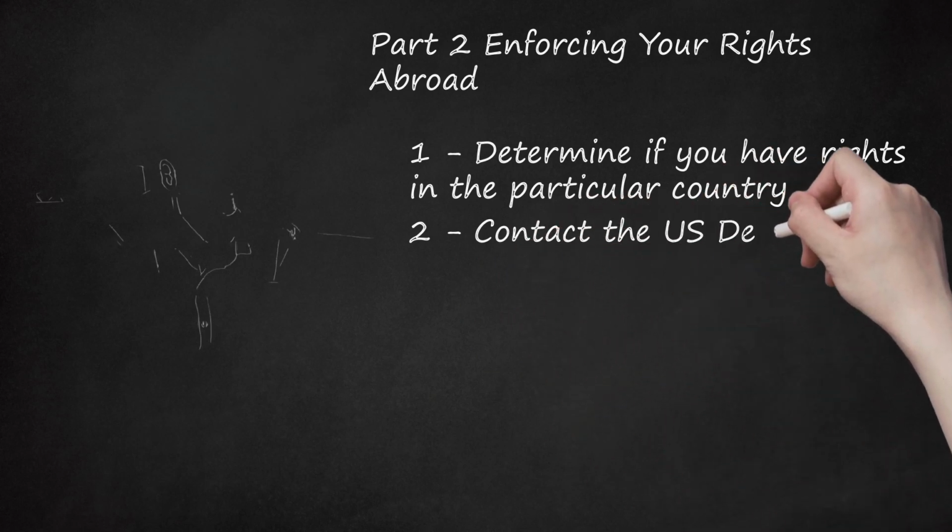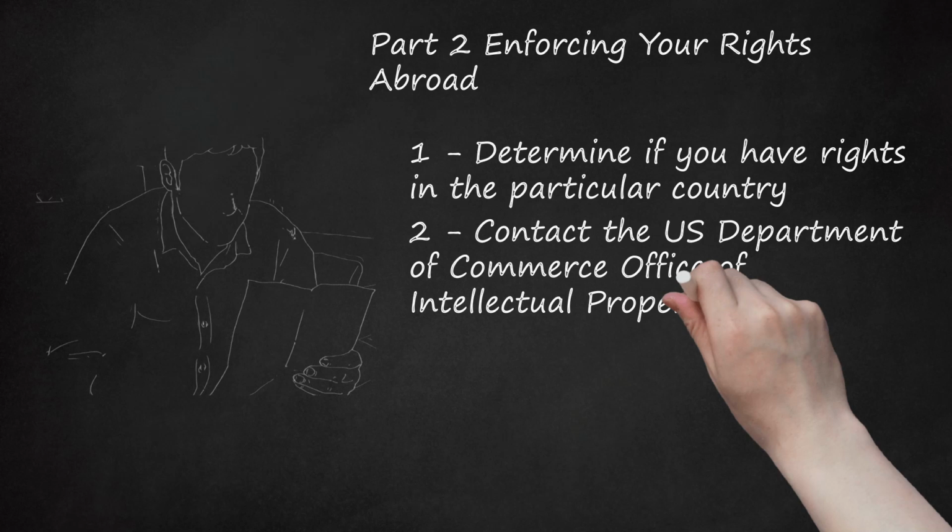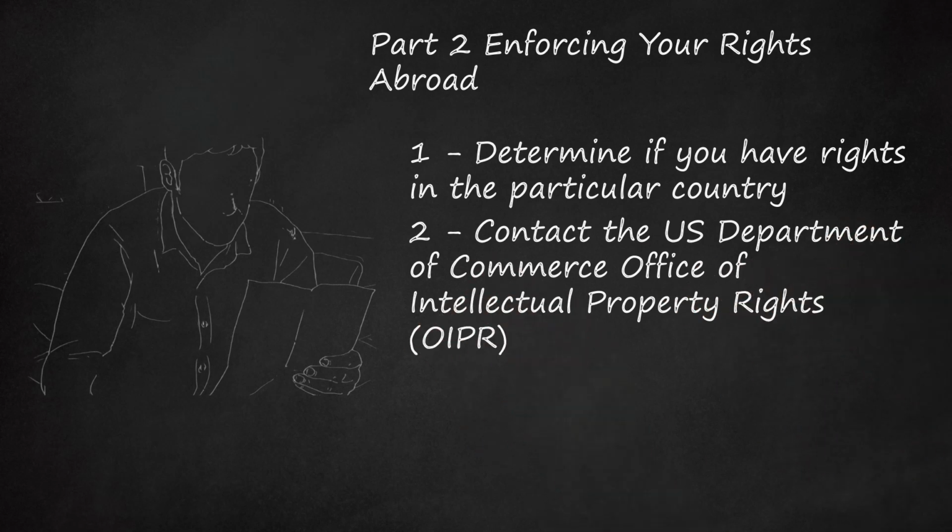2. Contact the U.S. Department of Commerce Office of Intellectual Property Rights, OIPR. OIPR has country experts and other intellectual property rights experts ready to help U.S. firms enforce rights overseas. They can often suggest strategies for enforcing your rights and can get you in contact with help locally. OIPR will often have lists of local investigative firms, lawyers, and embassy personnel that can help you enforce your rights.